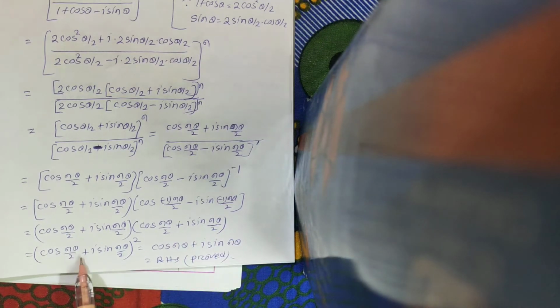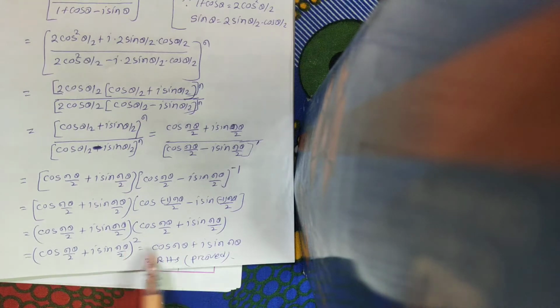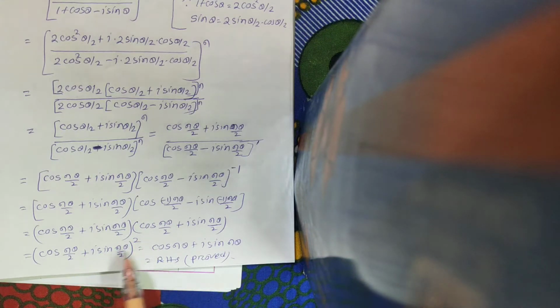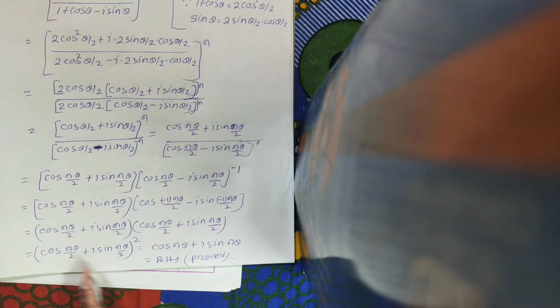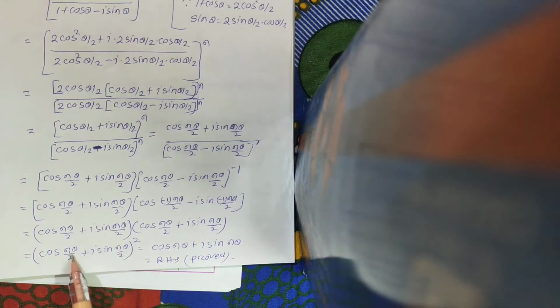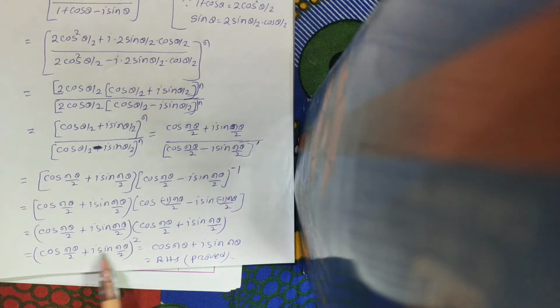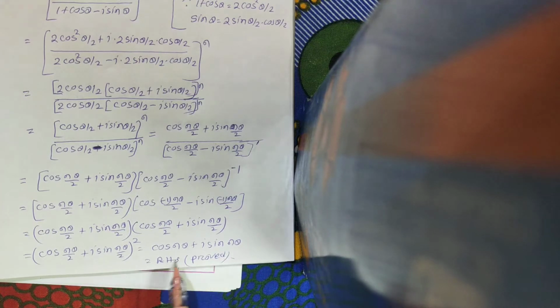Now (cos nθ/2 + i sin nθ/2) whole square, because a + b into a + b is (a + b) whole square. Now again using de Moivre's theorem, this 2 will be multiplied with nθ/2. So if I multiply 2 here, this will be cos nθ, and multiplying 2 here, also i sin nθ, which equals the RHS. Proved.